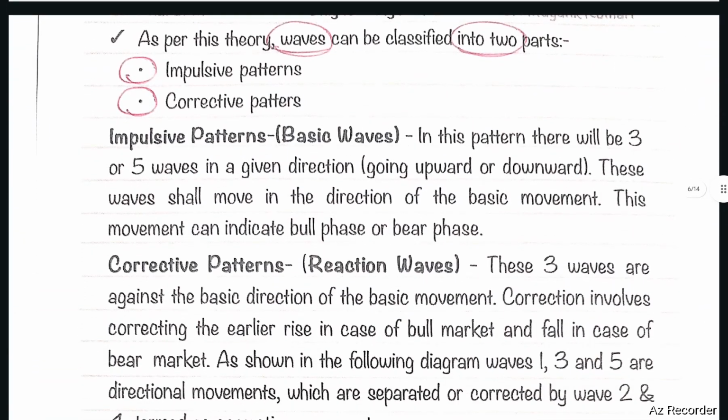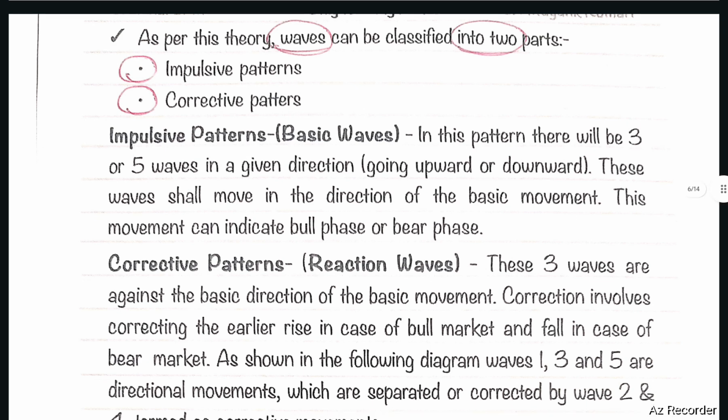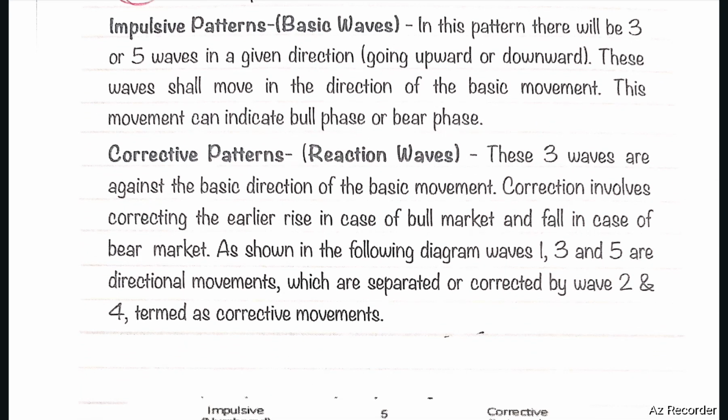As per this theory, waves can be classified into two parts: impulsive patterns and corrective patterns. Impulsive patterns means basic waves. In this pattern, there will be 3 or 5 waves in the given direction, going upward or downward. These waves shall move in the direction of the basic movement. This movement can indicate a bull phase or bear phase.